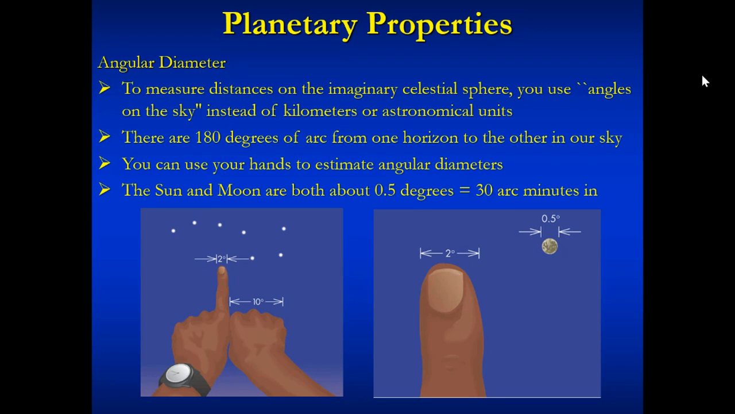Your finger extended at arm's length is about 2 degrees wide. Your fist extended at arm's length is about 10 degrees wide. The moon, as an example, from one side of the moon to the other, is about a half a degree of arc wide. And so we measure things from angles in our sky. We talked a little bit about this when we talked about our sky.